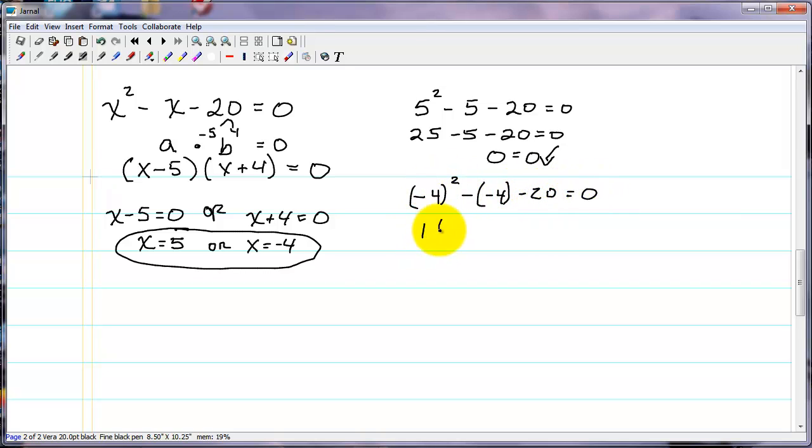Negative 4 squared is 16, minus a negative 4 is plus 4, minus 20, so we have here 20 minus 20, and we get 0 equals 0. So the zero product property allows us, if we can factor a quadratic equation that equals 0, we can then just set each factor equal to 0 and get our solutions.